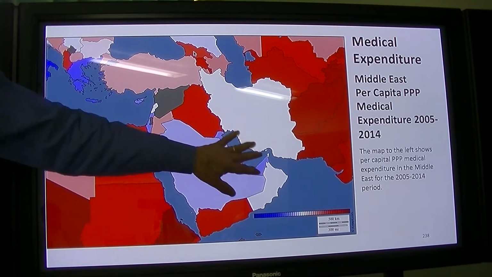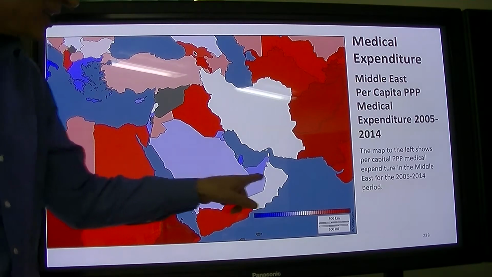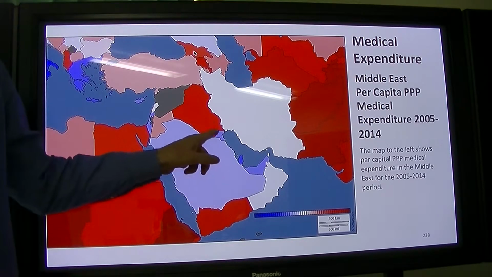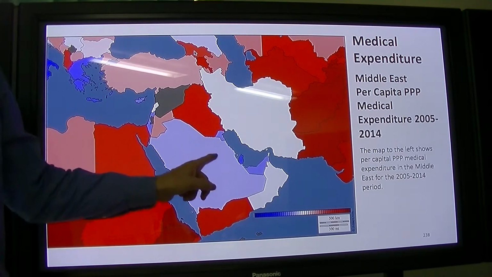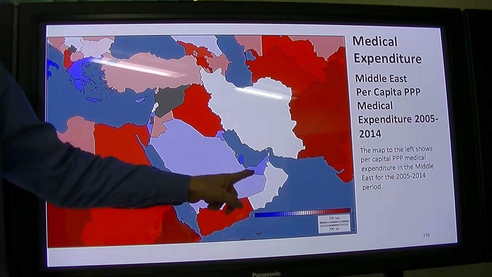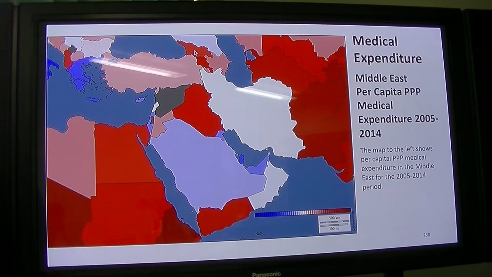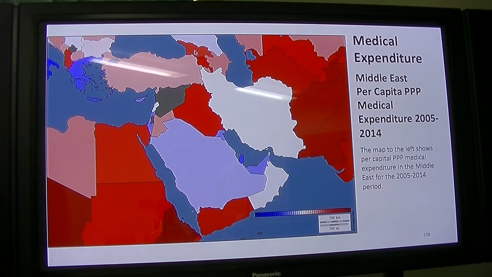What's interesting here is that the expenditure for medical services is not quite as high. One of the reasons is that many of the people who live in these countries are guest workers, so they're not spending a lot on medical care for these people. That's why these colors are lighter. You would think these are some of the wealthiest countries in the world, and why are they lighter in terms of medical expenditure? It's because so many of the people that live there are guest workers, and they probably don't have as good medical care.